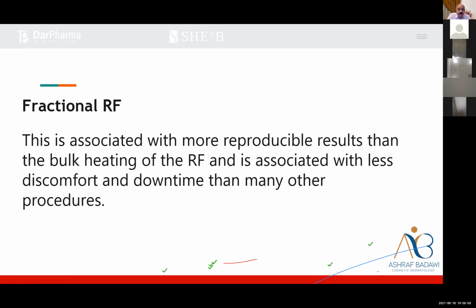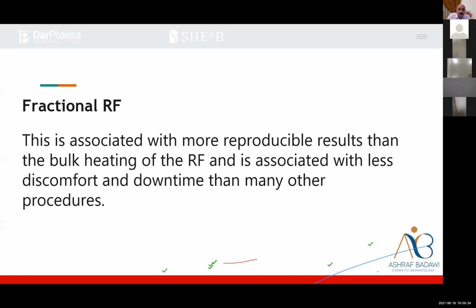What about the fractional RF? This is associated with more reproducible results than the bulk heating of the radiofrequency. We know that with the radiofrequency, sometimes we don't get very good results, and sometimes we get very good results. I think it all depends on the amount of subcutaneous fat, because when we have extra fat, then the heat generated is going to be more and the radiofrequency is going to be very effective. If we have someone who has laxity but less subcutaneous fat, then the heat generated is not going to be enough and the patient is not going to get use of the procedure.